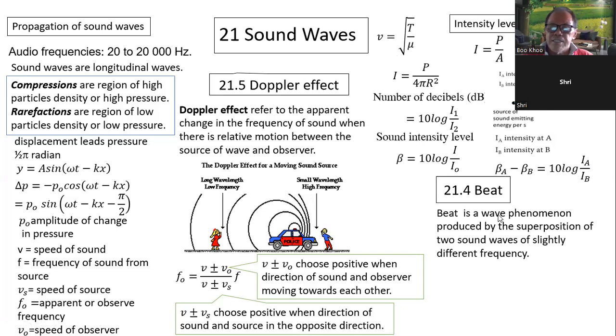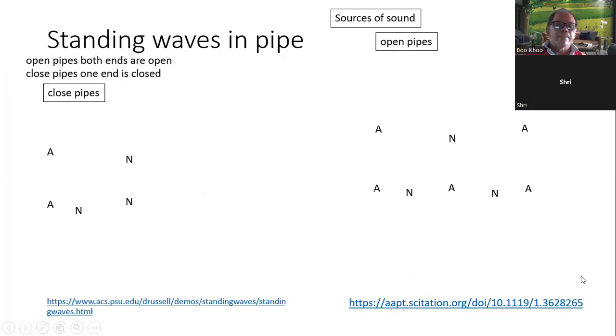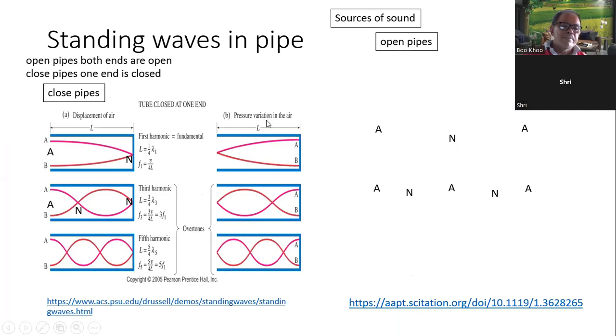Beat is the wave phenomenon produced by superposition of two sound waves of slightly different frequency. Usually we want the positive one, so we take the subtraction, the bigger one minus the smaller one, to get the beat frequency. And for standing wave, closed pipe, don't bother about that one. Just remember it's just opposite. That's the displacement distance. That's the antinode. That's the node. Remember all that.